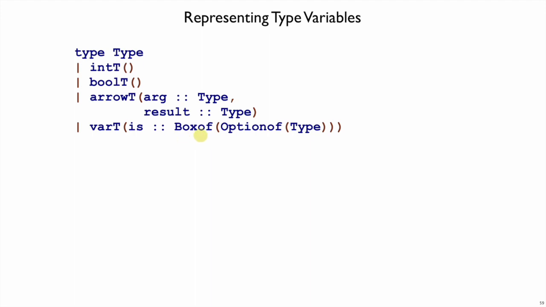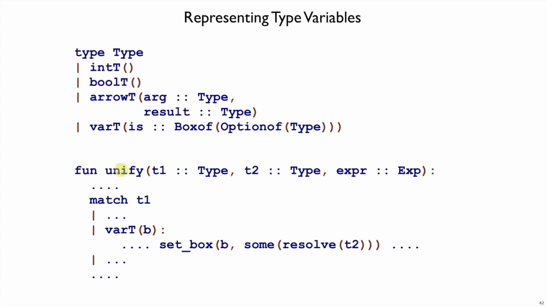So we have a box, and it's a box of option of type, because we start out with a none, saying we haven't decided what type it must be equivalent to, and later we change it to a sum of another type that type variable must be equivalent to. So for example, when we encounter question mark in the parser, we're going to create a fresh type variable with var t box of none. But after it has been unified with int, then that var t would turn into var t box of sum of int.